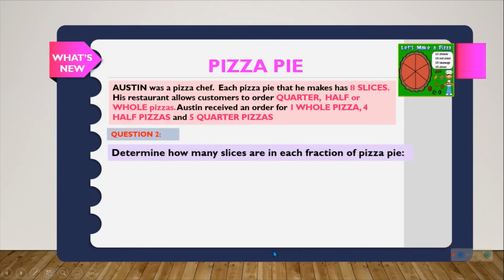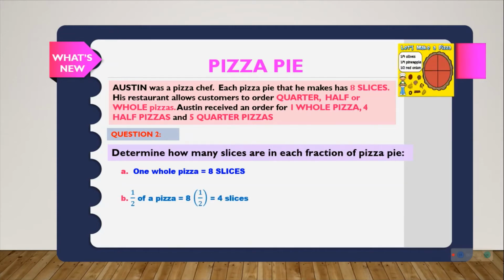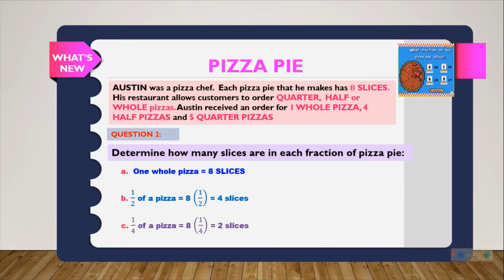Okay. Question number 2. Determine how many slices are there in each fraction of pizza pie. So, in 1 whole pizza, we have 8 slices. Ngayon, pag sinabing half of pizza or 8 times 1/2, that is 4 slices. And then kapag sinabing quarter or 1/4, that is 8 times 1/4. So that is 2 slices.